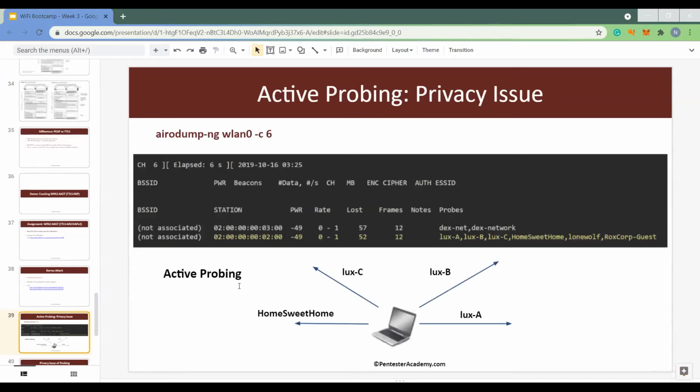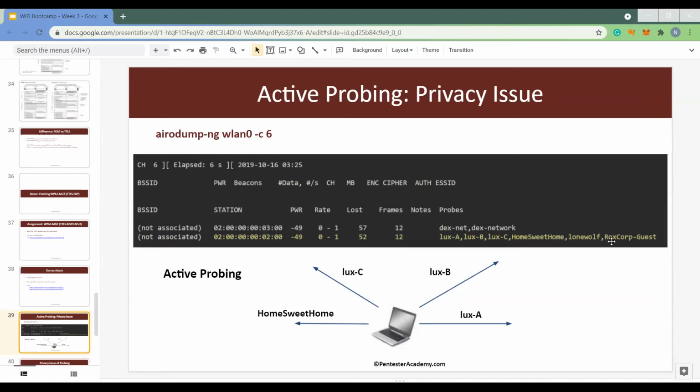And these karma attacks actually rely on active probing. Active probing means your client is actually sending the probe requests out. And there is also a privacy issue with this, because when you are sending the probe requests out, if someone is running airodump or something in the vicinity, they can actually create this PNL for you. PNL means preferred network list. So these are the probes that this specific client is sending. This is the MAC of the client. And if these SSIDs are named in such a way, they can actually reveal some information also.